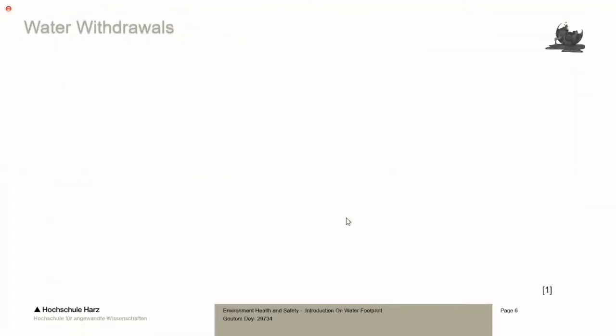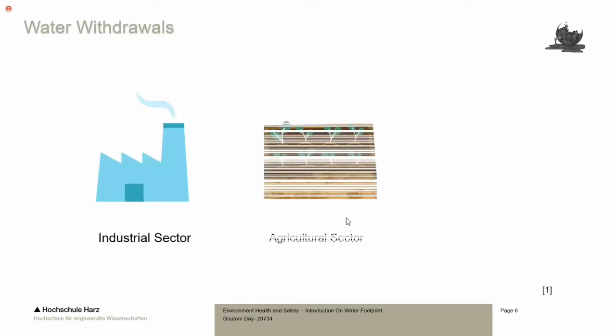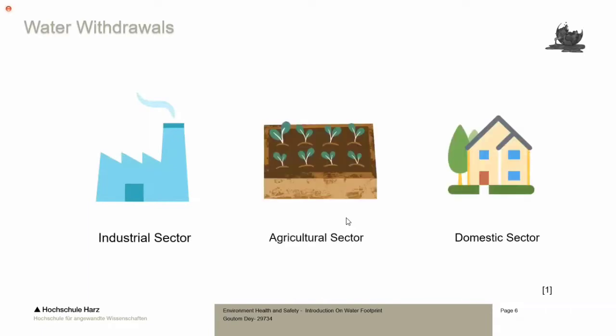So, traditionally, water use has been approached from the production side by quantifying the following three columns of water use: water withdrawals in the industrial, agricultural, and domestic sectors. It should be noted that nearly over 70% of the water supply worldwide is used in the agricultural sector.